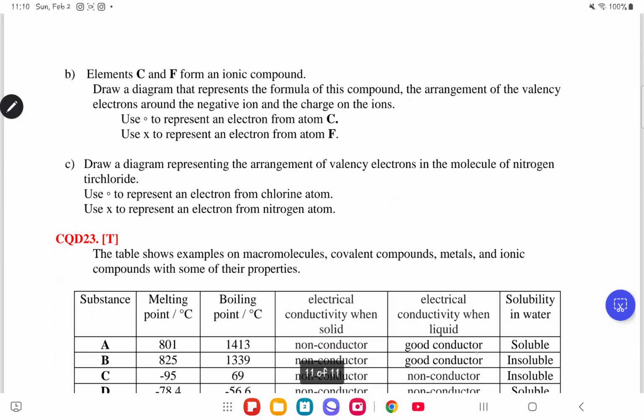Moving on to part B. Okay, they said draw a diagram that represents the formula of this compound. Elements C and F, they form an ionic compound. Okay, they told us to use dot to represent C and X to represent F.